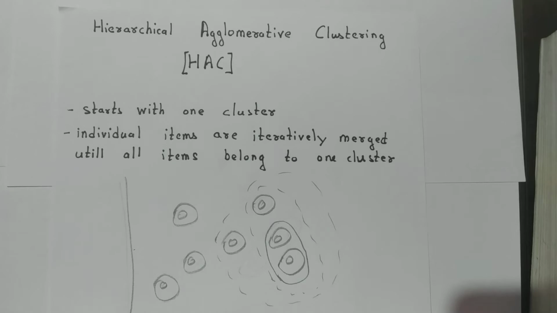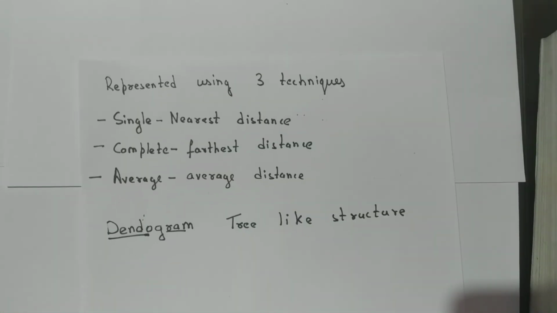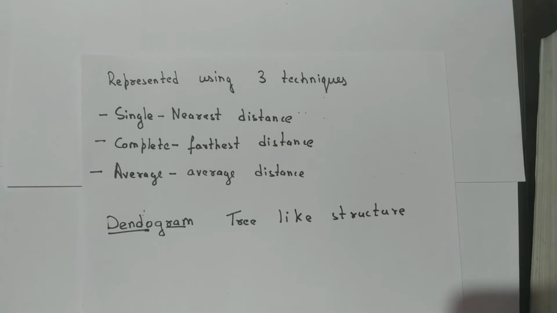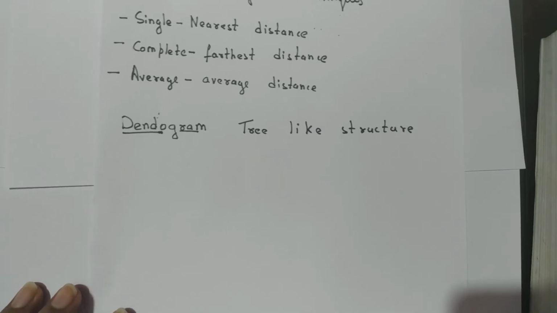HAC uses a bottom-up approach for merging. HAC uses dendrograms to represent the clusters. HAC is represented using three techniques: single linkage, complete linkage, and average linkage. Single linkage makes clusters by joining the two points which are nearest to each other. Complete linkage makes clusters by joining points which are farthest from each other, and average linkage makes clusters of points based on average distance. HAC finally draws a dendrogram of the clusters.